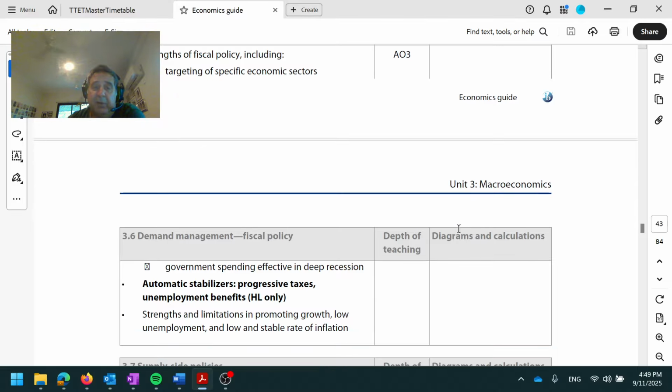The strengths of fiscal policy: you can target specific economic sectors, and government spending is effective in deep recession. So fiscal policy tends to be much better than monetary policy in a deep recession. If you think about what we went through with the COVID pandemic in this country, probably JobKeeper and JobSeeker payments made a bigger difference to pulling the economy out of recession than lower interest rates did, right?